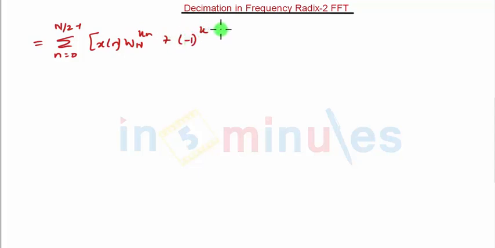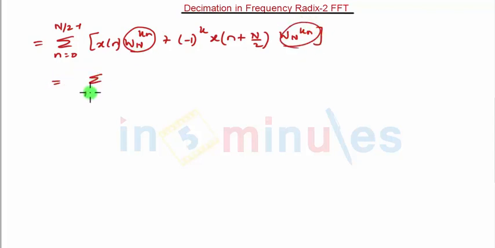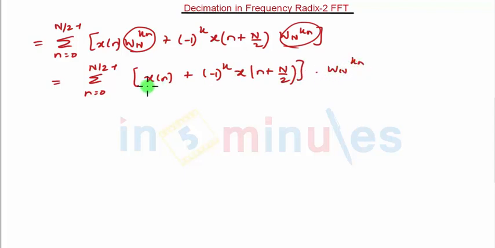Now substituting minus 1 raised to k in the above term, we get summation n equal to 0 to capital N by 2 minus 1 of x of n W_N raised to kn plus minus 1 raised to k x of n plus capital N by 2 W_N raised to kn. Now taking W_N raised to kn as a common term, it finally gives us summation n equal to 0 to capital N by 2 minus 1 of x of n plus minus 1 raised to k x of n plus capital N by 2, into W_N raised to kn. Thus we are separating the x of n terms and the W_N raised to kn terms.